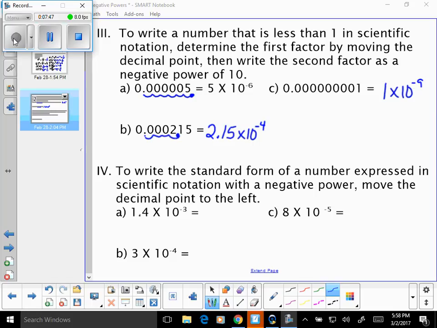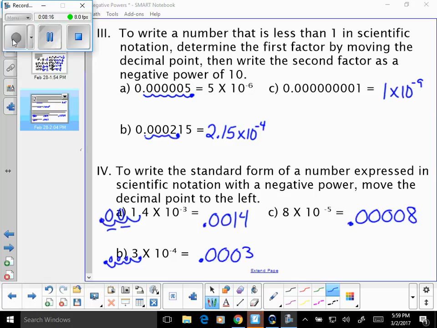In A, we're going to move it 1, 2, 3 places to our left. Now you'll notice that there are 2 places here that don't have any digits. Those are going to become zeros. So our answer is going to be 0.0014. At this point, please hit pause and you do examples B and C. And again, I trust that you got the right answers for B and C.